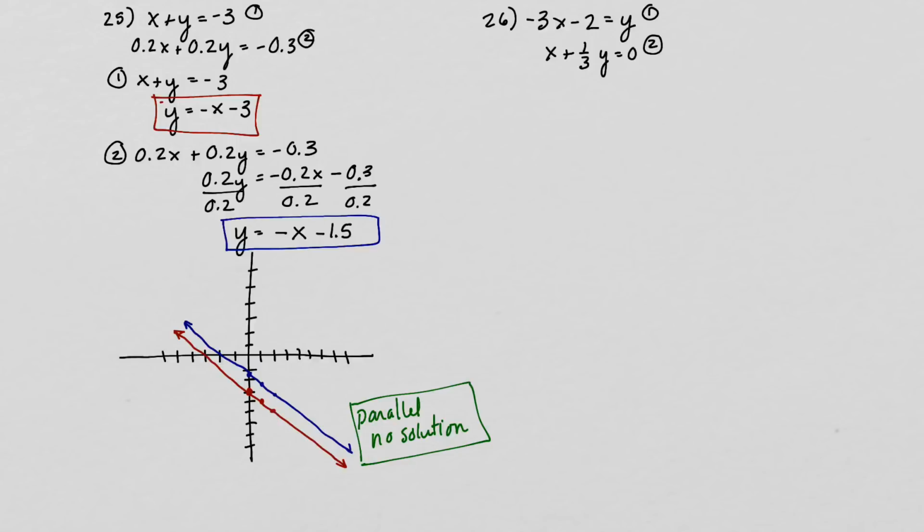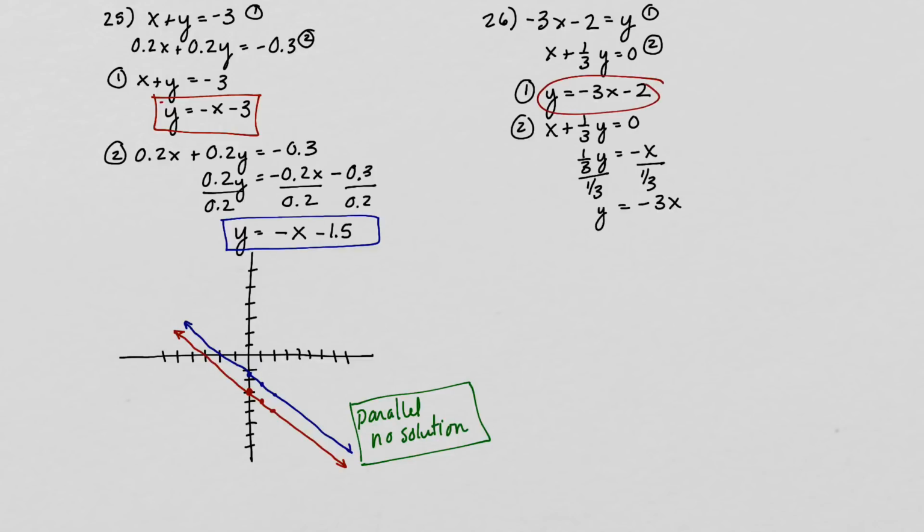Now the first line is already solved for y. It just is written a little weird, so I'm going to rewrite it as y equals negative 3x minus 2. I just kind of rewrote it in the other direction. The second one, x plus 1/3 y equals 0, we're going to have to actually solve for y. So 1/3 y equals minus x. I moved the x to the other side. And then if I divide by 1/3 and divide by 1/3, y is going to be negative 3x.